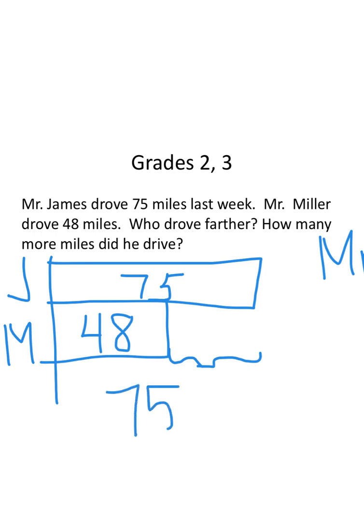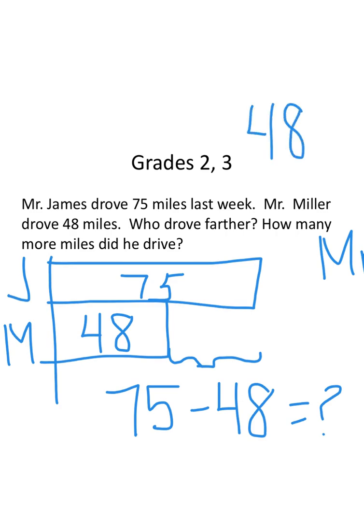So 75 minus 48 equals, or 48 plus some number equals 75. Well, I'm going to do the addition. 48 plus 2 is 50, plus 25, so 27 miles.